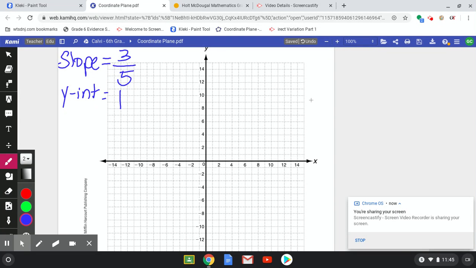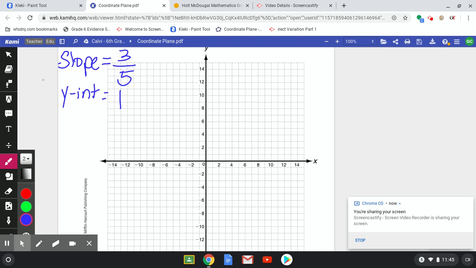I'm just going to show you the first two examples from the second worksheet, which is graphing a line. So question 1 says to graph the line using the given point, given slope, and the y-intercept. So they gave this slope of 3/5 and a y-intercept of 1.